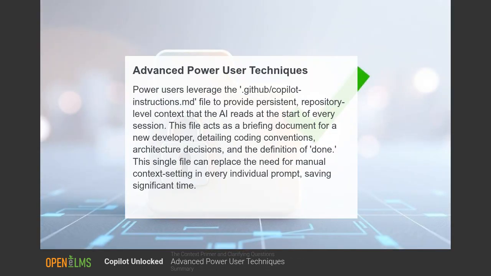Advanced power users leverage the GitHub Copilot instructions.md file to provide persistent repository-level context that the AI reads at the start of every session. This file acts as a briefing document for a new developer, detailing coding conventions, architecture decisions, and the definition of done. This single file can replace the need for manual context setting in every individual prompt, saving significant time.